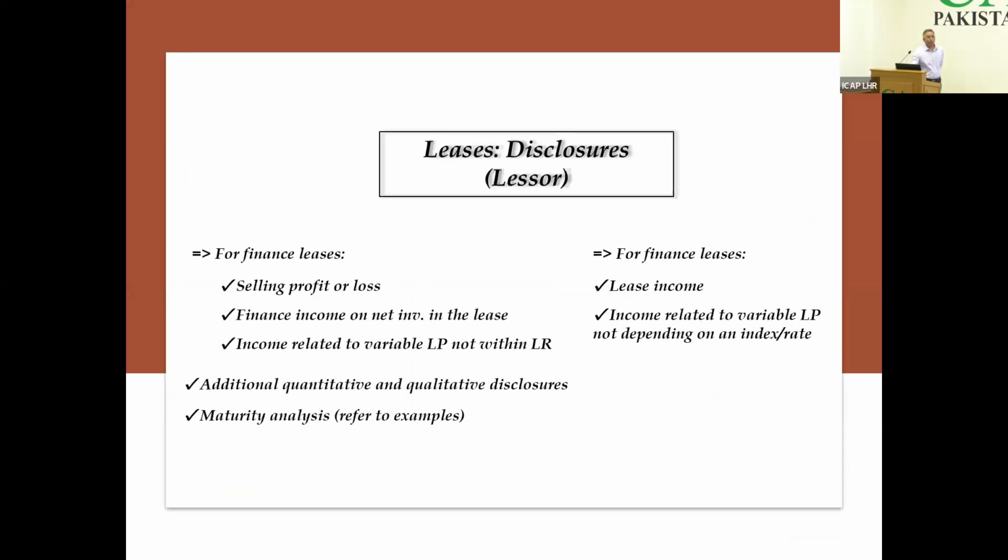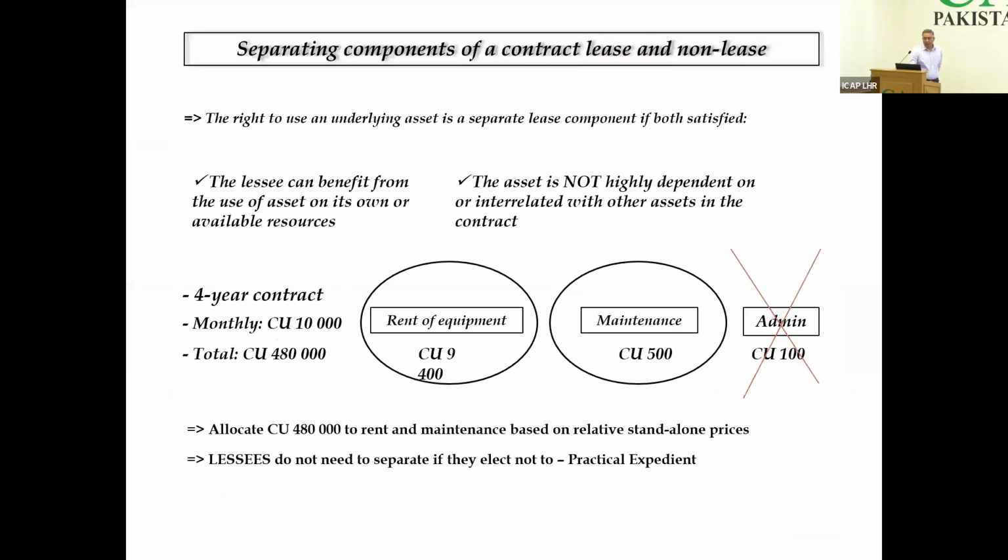Okay, disclosures of lessor are near about same, no change. And here is separating lease and non-lease component. We discussed initially that it should be based on the standalone selling prices, and it should be based on the identified. If something is being paid for unidentified services or goods, that should not become part of any accounting. That should be simply ignored.